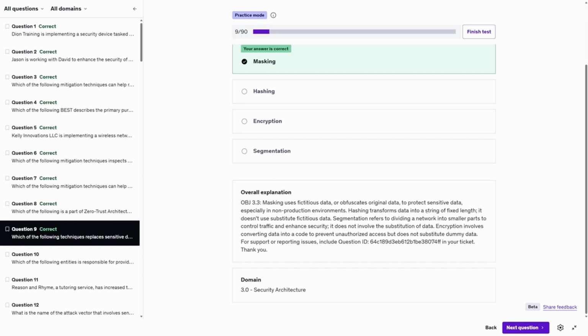Hashing transforms data into a string of fixed length. It doesn't use substitute fictitious data in that case. Segmentation refers to dividing a network into smaller parts to control traffic and enhance security. And encryption involves converting data into a code to prevent unauthorized access, but does not substitute data.